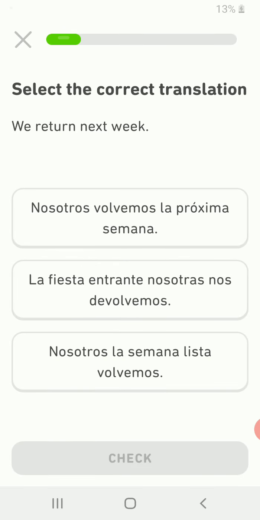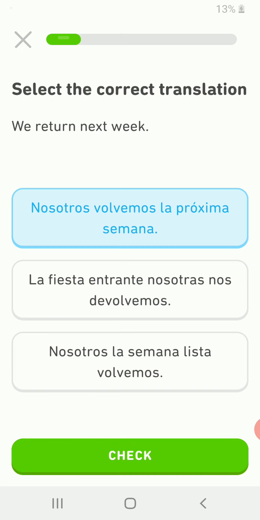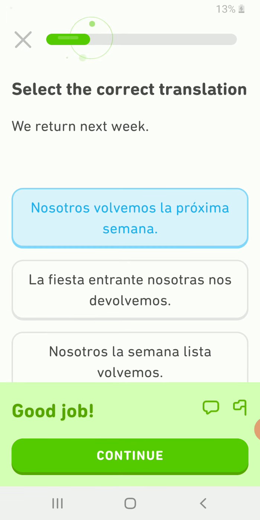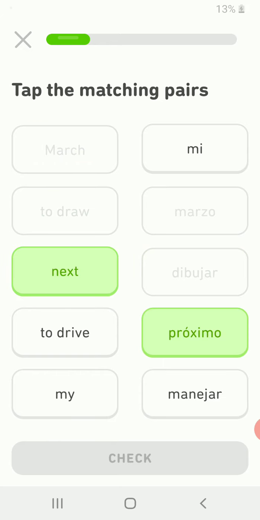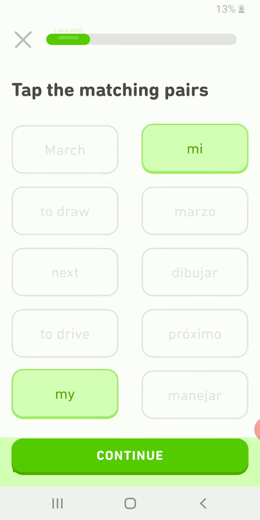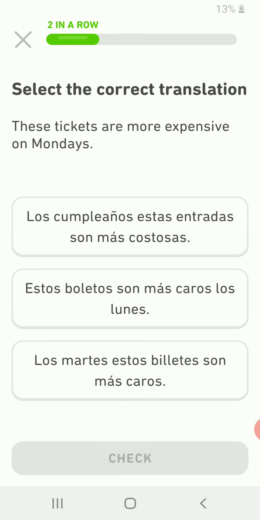And select the correct translation. Now we are going to do the exercises. So we return next week. Nosotros volvemos la próxima semana. So this is the correct answer. And March is marzo. To draw is dibujar. Next is próximo. To drive is manejar. Here. So select the correct translation.